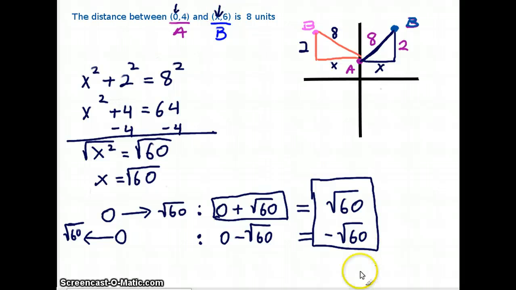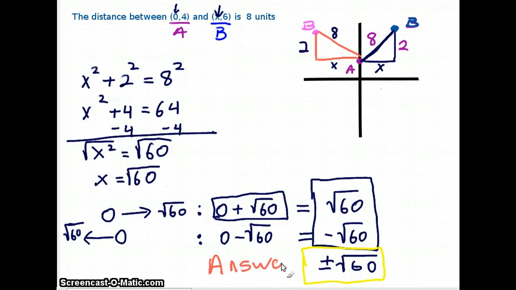This x that's up here in the problem means that ultimately I can say the solution is plus or minus the square root of 60. And that right there makes up the entire answer for this problem, so I should put a huge box around it, maybe even say answer, label it so that it really stands out.